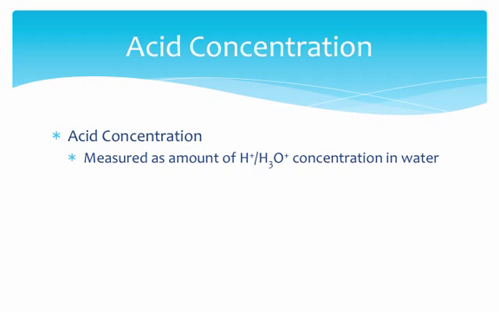Let's start our discussion by talking about what acid concentration is really all about. It's basically measured as the amount of H+ ions, or if you're talking about the Bronsted and Lowry model, H3O+ hydronium ions, their concentration in water. Just like we can measure the concentration of anything else in terms of how much there is per volume of liquid, we can measure the concentration of H+ or H3O+ ions.